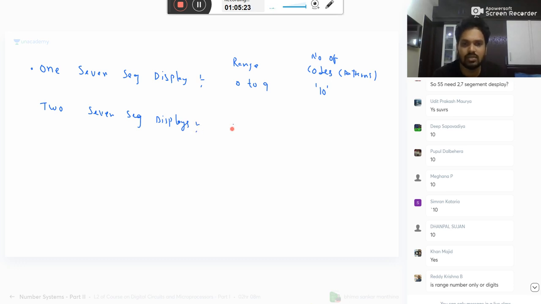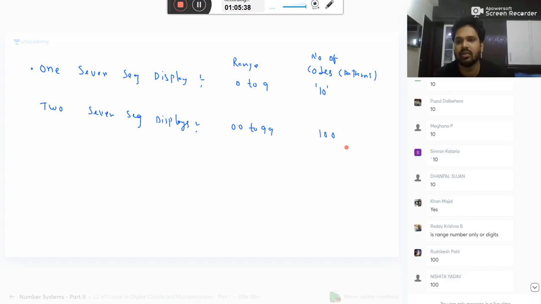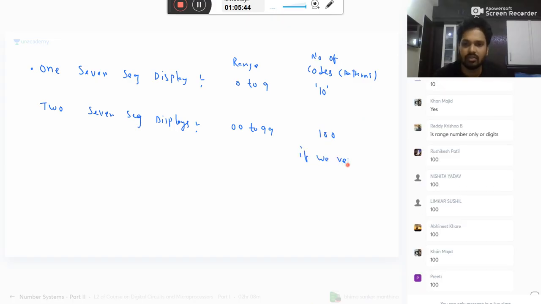So range is 00 to 99. Assume decimal numbers. So how many number of codes I need to generate? My dear Khan, please tell me. 100. Okay. Number of codes you need to generate is 100 if we represent in binary.